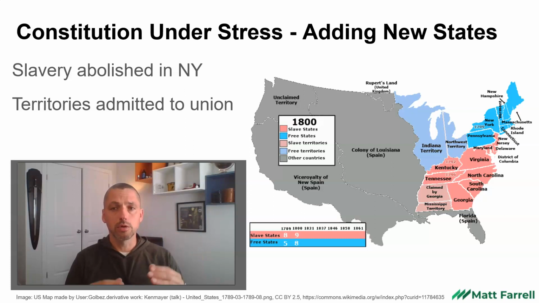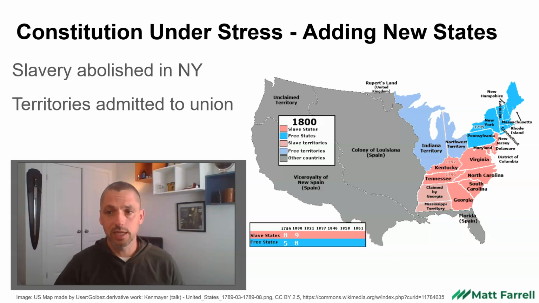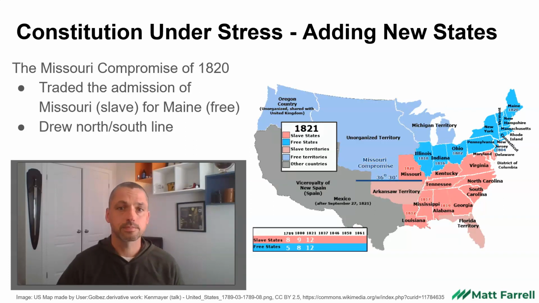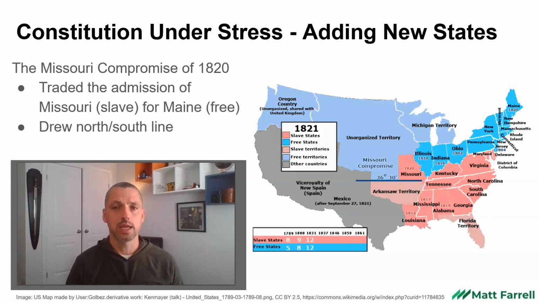We were getting close to parity with 9 slave states, 8 free states, and some other territories that would soon want admission. In 1820, there was a compromise. Maine wanted to split from Massachusetts and become a state.